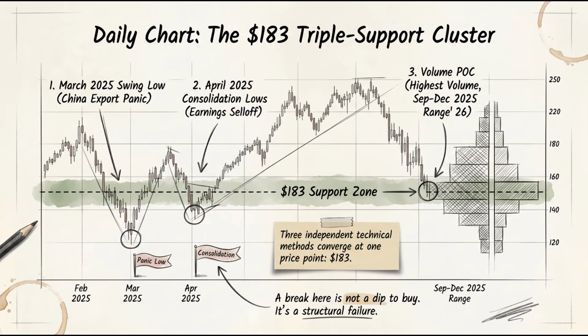Below that 200-day moving average, we find a dense support cluster at $183. This level is critical for 3 reasons. First, it held as a swing low during the China export control panic in March 2025. Second, it served as the consolidation floor after the February earnings sell-off. Third, it aligns with the volume profile point of control from our September to December 2025 range. Because 3 independent technical methods converge at $183, a break here is not just a dip to buy, it is a fundamental breakdown of the stock's structural support.